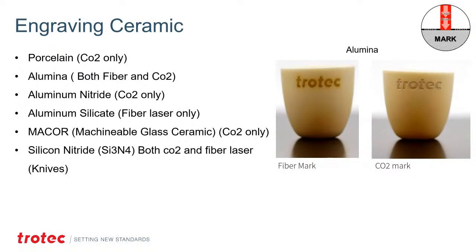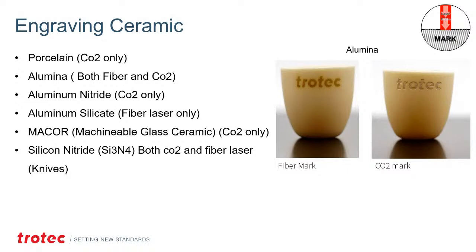So here is like a clear ceramic, Alumina Ceramic. When they have pigments in it, we tend to get a blacker mark. Here's an example of a fiber mark versus a CO2 mark, and what the different wavelengths do. The porcelain, of course, CO2 only. Over on the right here is the alumina. You can see both fiber and CO2. Neither one of them is great contrast, but it can be marked with both wavelengths.